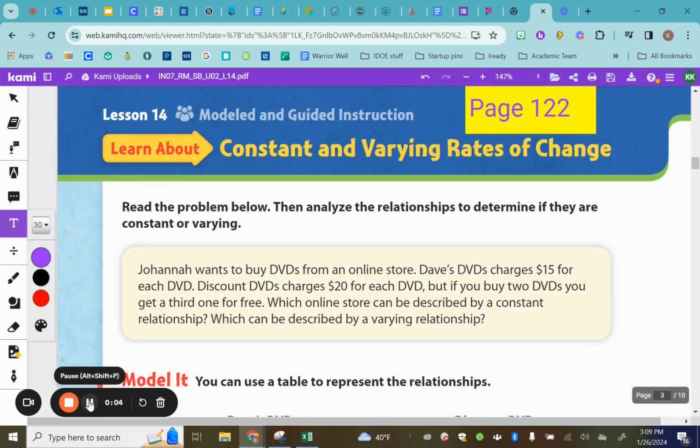In lesson 14, we are talking about constant and varying rates of change. This starts on page 122 in your book.